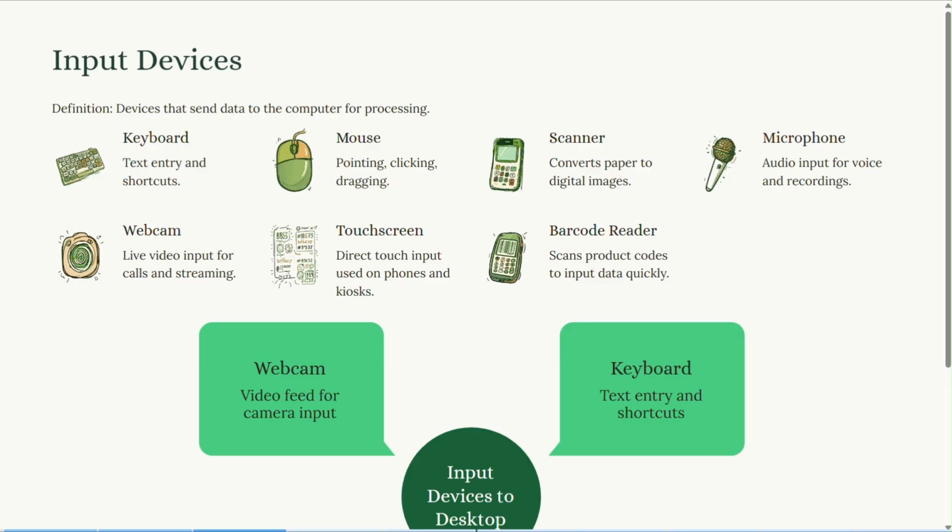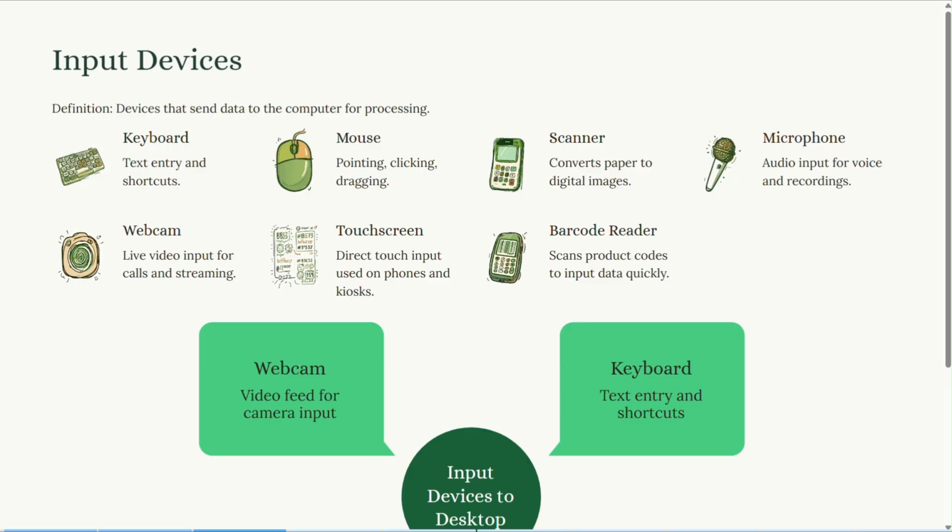A scanner converts physical documents or photographs into digital files that can be stored and edited. A microphone captures your voice and converts it into digital signals. It's used for online meetings, voice recordings, gaming, and voice assistants. A webcam captures images and videos, making it useful for online classes, video calls, and content creation. Modern devices also use touchscreens, where you can interact directly with the display using your fingers instead of a keyboard or mouse.